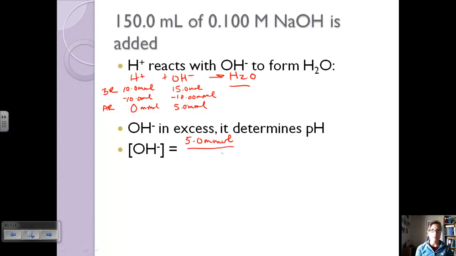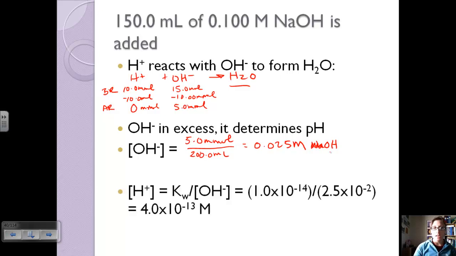So here we had 150 milliliters of the NaOH, and I believe we had 50 milliliters of our acid, so that makes 200 milliliters total. And so 5 divided by 200 is 0.025 molar NaOH. But we want it, or I guess OH-, right? Because the Na is really not there anymore. Okay, so that's our concentration of OH-.